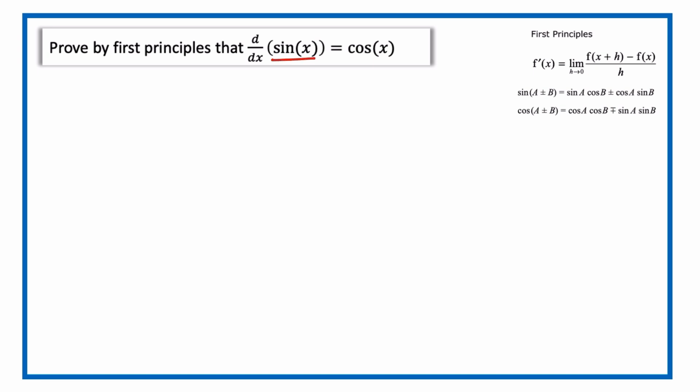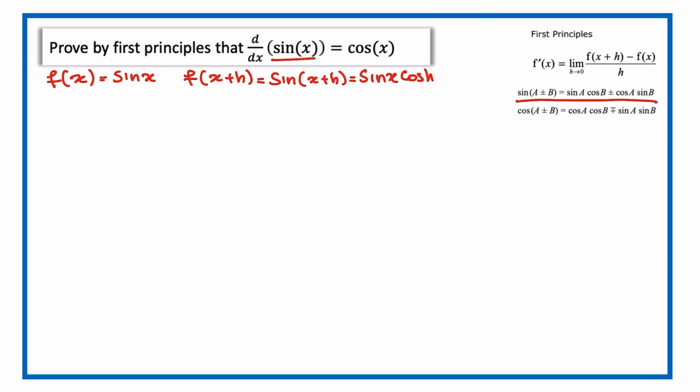So what's my sine x? That's my f of x, represented as sine x. And f of x plus h can be represented as sine bracket x plus h. And we can use the expansions that are given in the formula booklet. We can expand this as sine x cos h plus cos x sine h. So that's my expansion done.